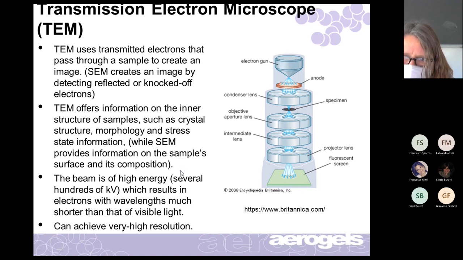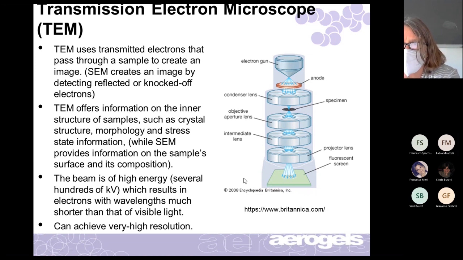You can achieve very high resolution, but sample preparation is a little harder with a TEM because you have to take slices of your material. For the SEM, we take crushed aerogel and put it on a special specimen holder and put it in the SEM. With a TEM, you need very thin slices because you're going to pass these electrons through. So it's a little harder.